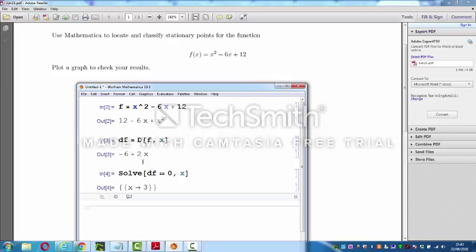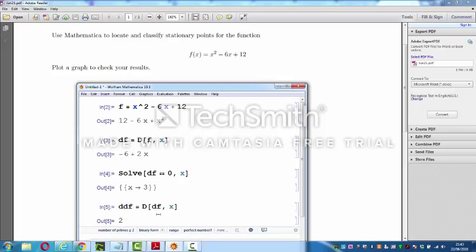Now, in order to classify the stationary point, is it a maximum or a minimum or possibly something else, we need the second derivative. So let's call the second derivative df. So that's the derivative of df with respect to x, and that is equal to 2. The second derivative is equal to 2, well, everywhere, but in particular at the stationary point where x is equal to 3. So because the second derivative is positive, our point is a minimum.